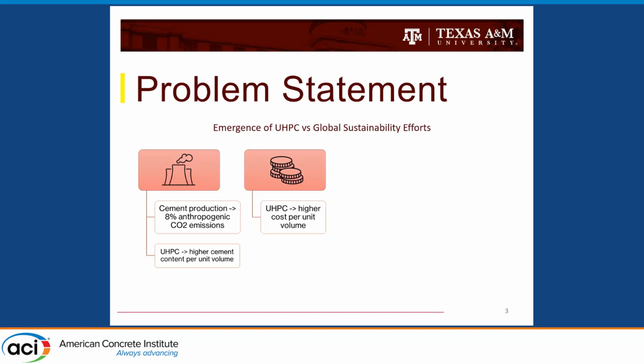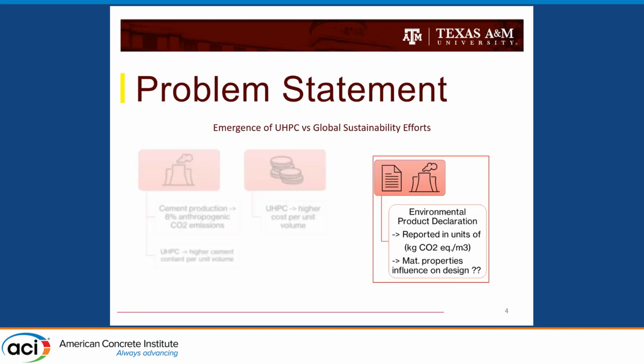This makes these comparisons in terms of volumetric indexes not really accurate, because we are not accounting for the efficient designs that we get with UHPC, more efficient structures and elements that require much less volume. And the only reporting method for sustainability currently is the environmental product declarations, the EPDs, and the typical reported units are on a volumetric basis, kilograms of CO2 equivalent per cubic meter. This is not the right metric if we are trying to compare UHPC, because UHPC will always look bad in terms of volumetric environmental impact.